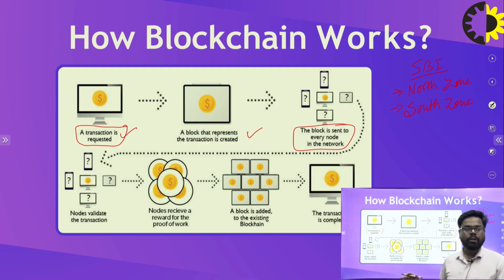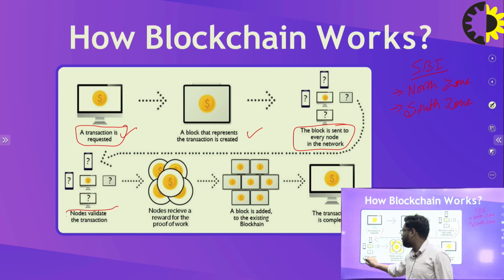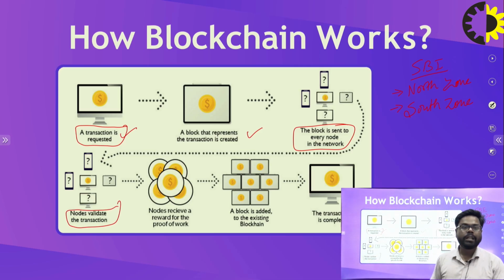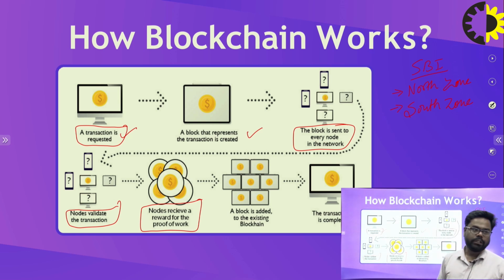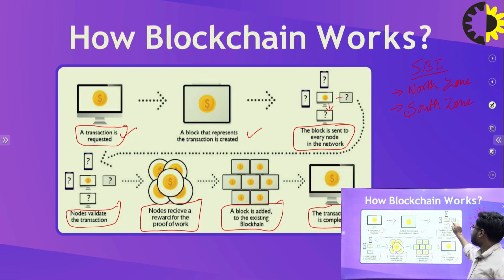If the nodes validate the transaction, means my debit card is valid, up to date, and all the credentials are validated, then I can receive a note that you can take out the money. And the block is added that you have debited some money from your bank, and the transaction is complete. This is how every node of the blockchain is sent to the network for the update.